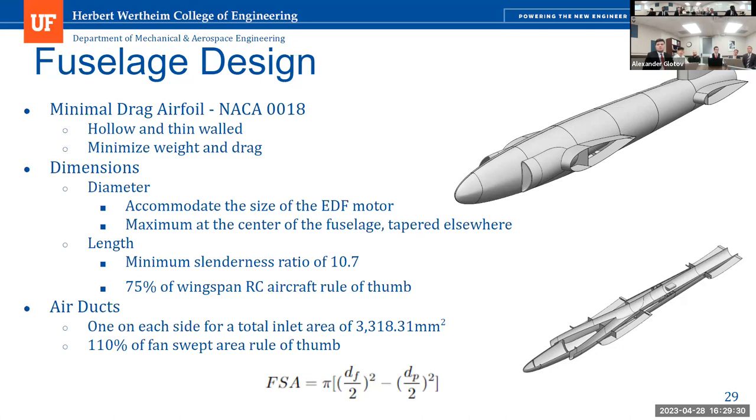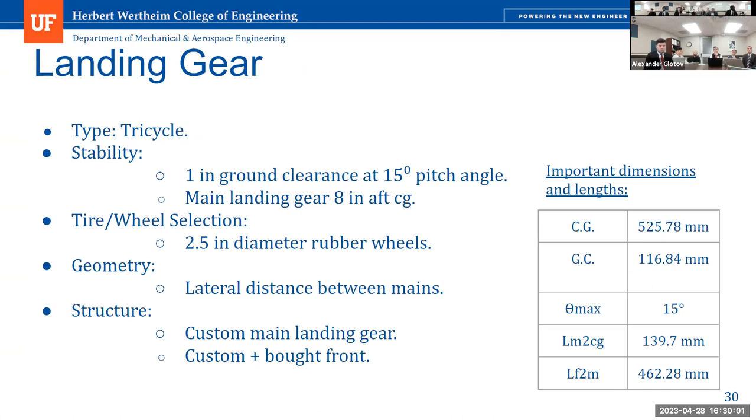The air ducts, as mentioned, are one on each side. They had a total inlet area of 3,318 square millimeters, and this was based off of 110% of our fan swept area. This was calculated with a fan blade diameter of 64 millimeters and a propeller nut diameter of 25 millimeters. That gave us 2,725 square millimeters, and 110% of that would have given us 3,000. So we included a factor of safety to ensure that we could get enough airflow so that we could generate our maximum thrust.